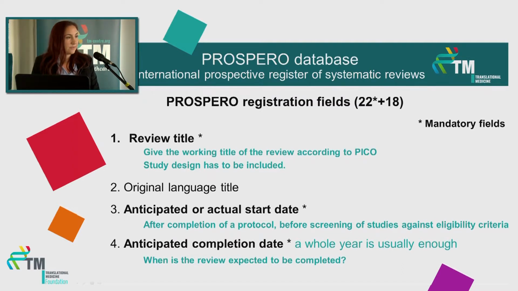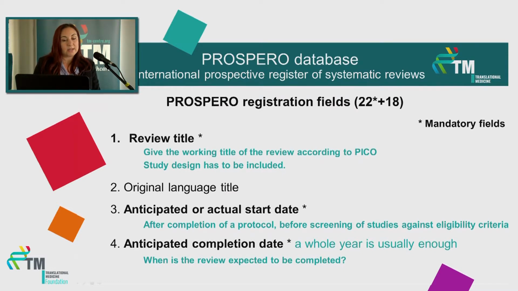So first, the review title should be given. Give the working title of the review according to your PICO. And the study design has to be included, like meta-analysis or systematic review, what you are planning to do. You can give the original language titles, so a Hungarian title if you want to publish it in Hungarian too.